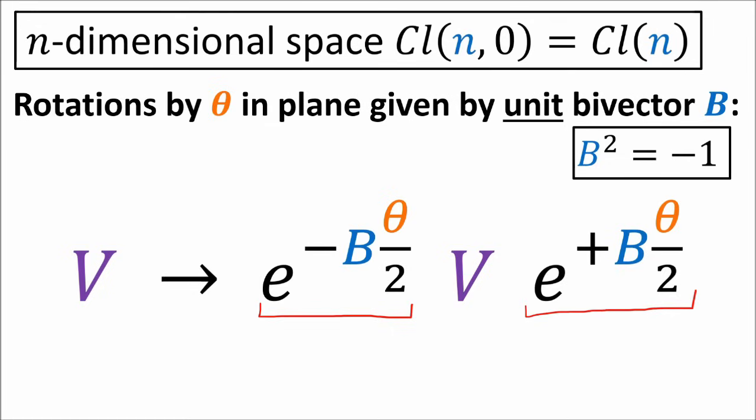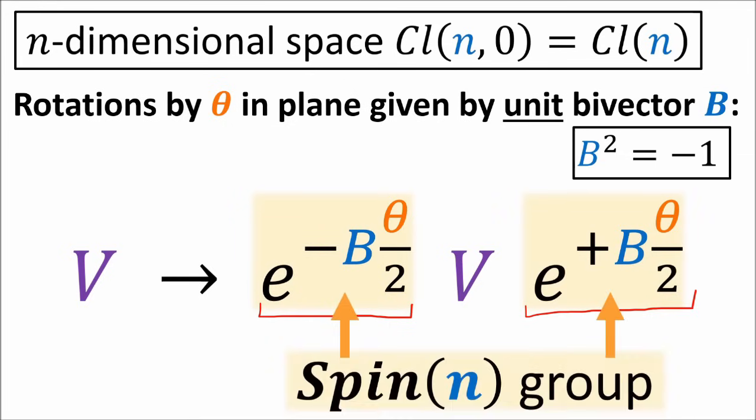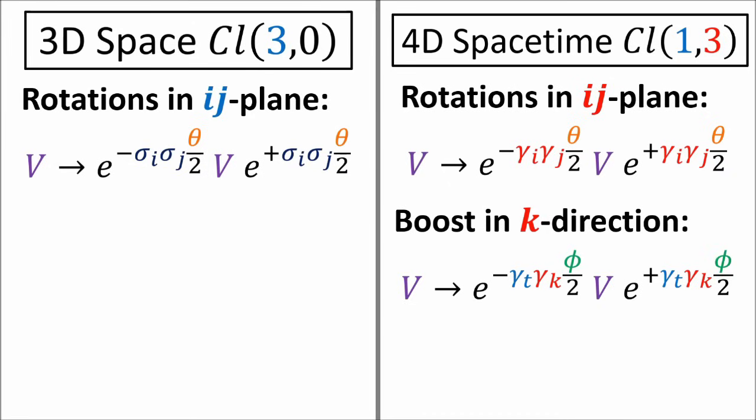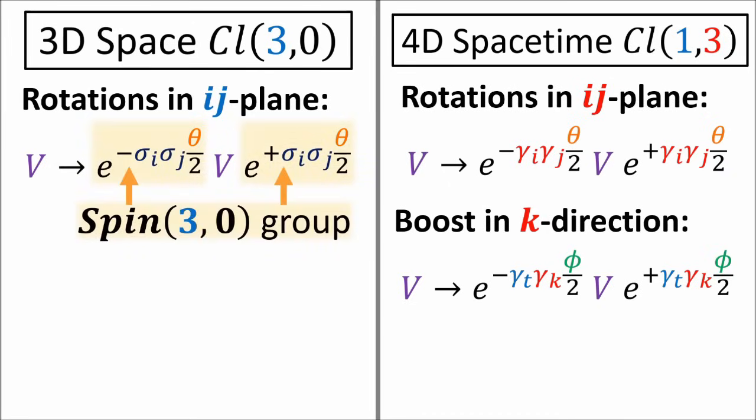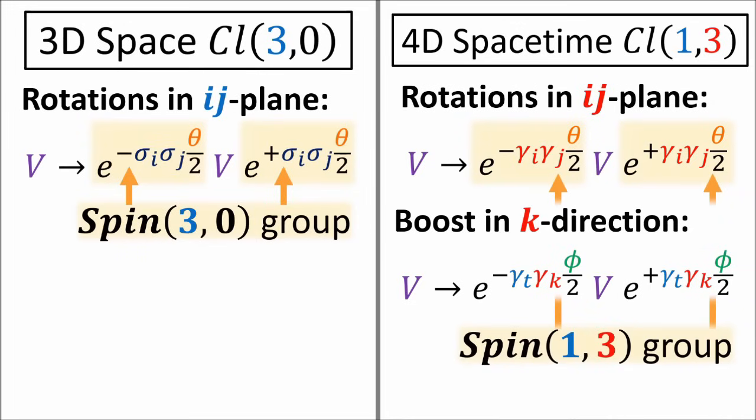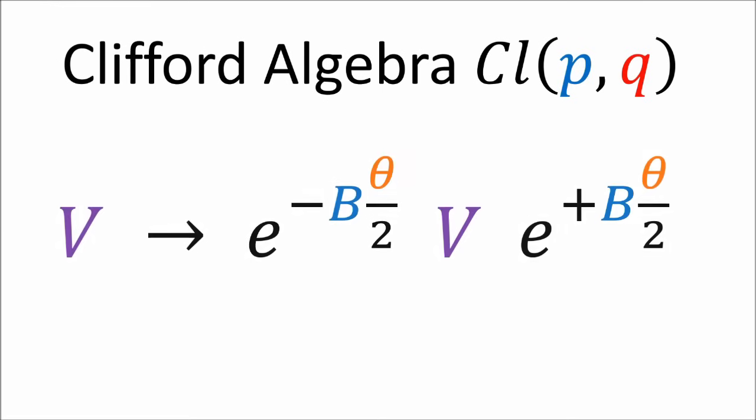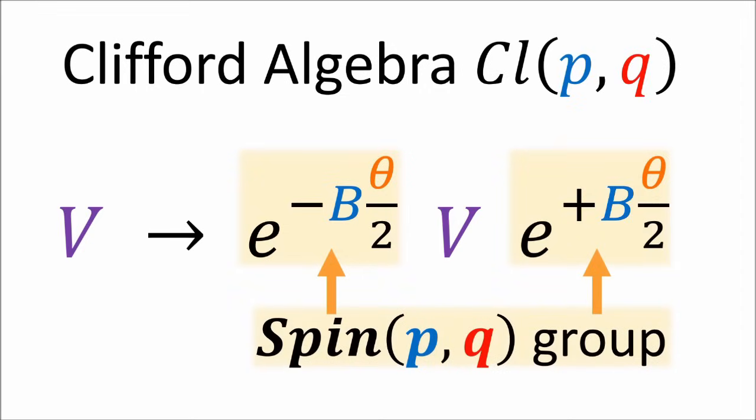The members of Clifford algebras that do these rotations using double-sided transformations are part of that Clifford algebra's spin group. For example, the exponentials that do rotations in CL30 are part of the group spin30, and the exponentials that do rotations and boosts in CL13 are part of the group spin13. Generally speaking, the members that do double-sided rotations in CLPQ are part of the group spinPQ. But what is the formal definition of these spin groups?